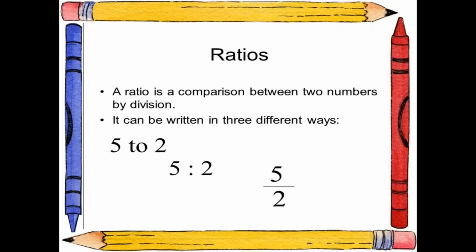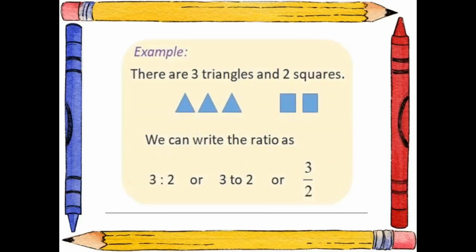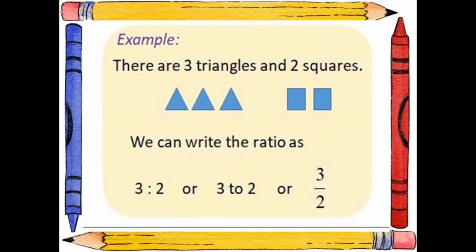Next topic is ratios, and it says that a ratio is a comparison between two numbers by division, and it can be written in three different ways: 5 to 2, 5 is to 2, or 5 upon 2. Let us see one example also. In this example, there are three triangles and two squares. So we can write the ratio as 3 is to 2, or 3 to 2, or 3 upon 2. Hopefully it is clear to you.